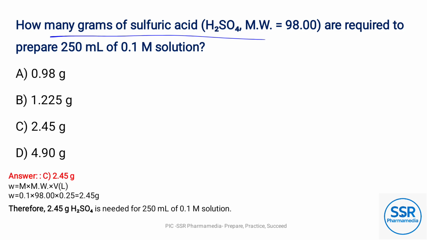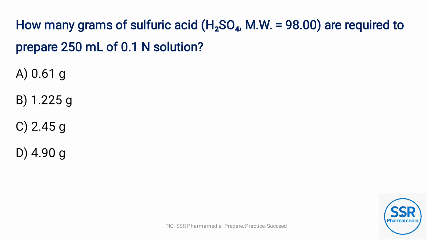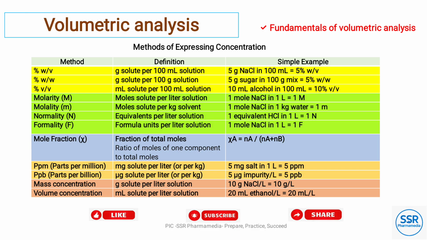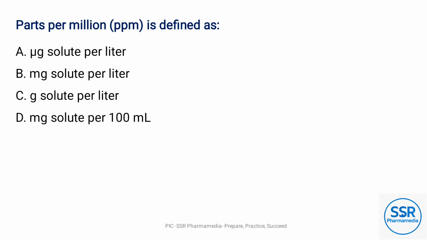So for this question the answer is option C. How many grams of sulfuric acid are required to prepare 250 ml of 0.1 solution? So here option B is the answer. You take a screenshot and read this slide.